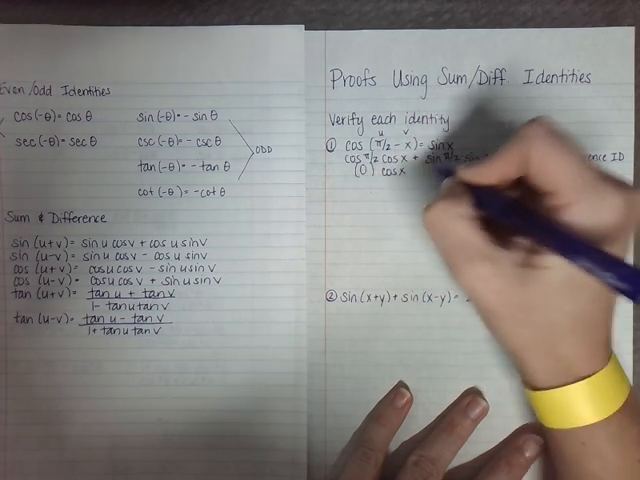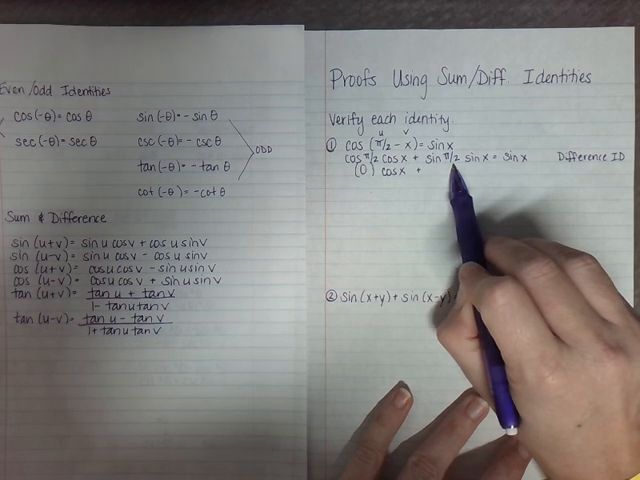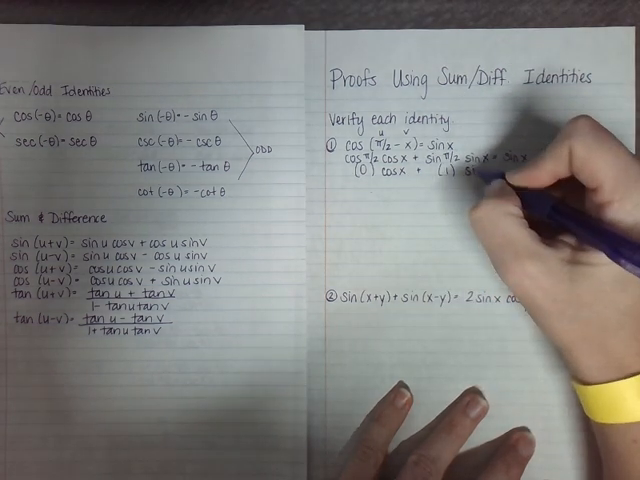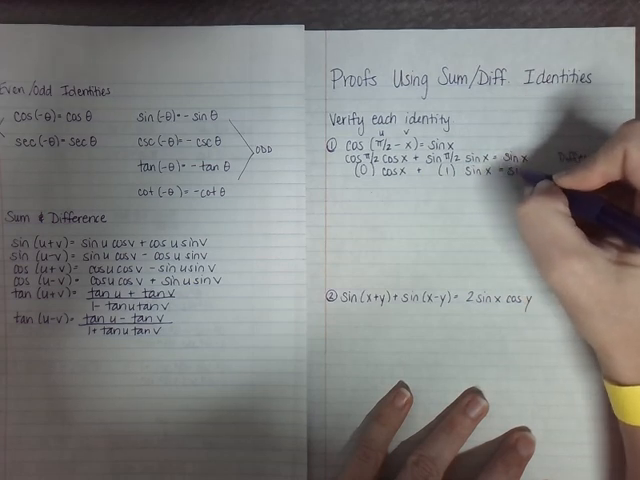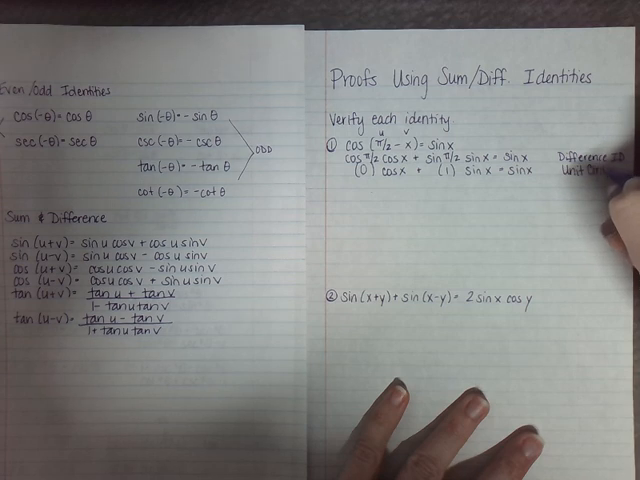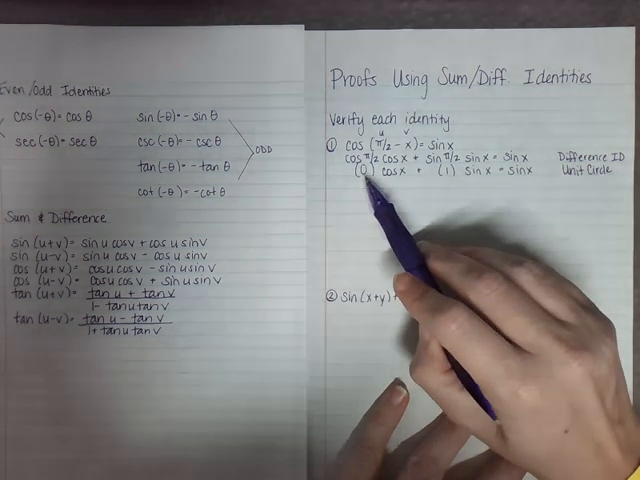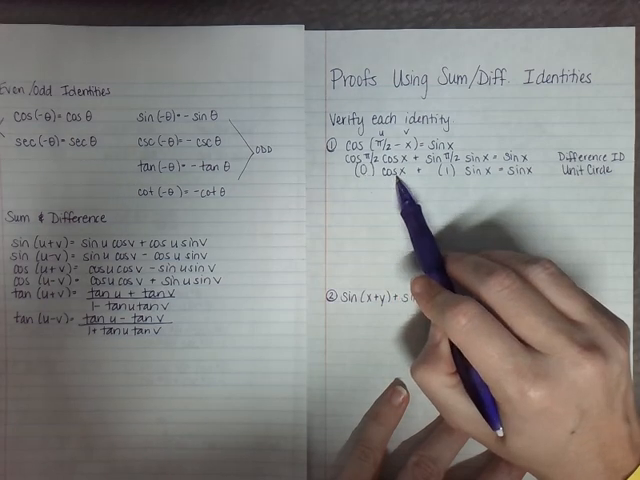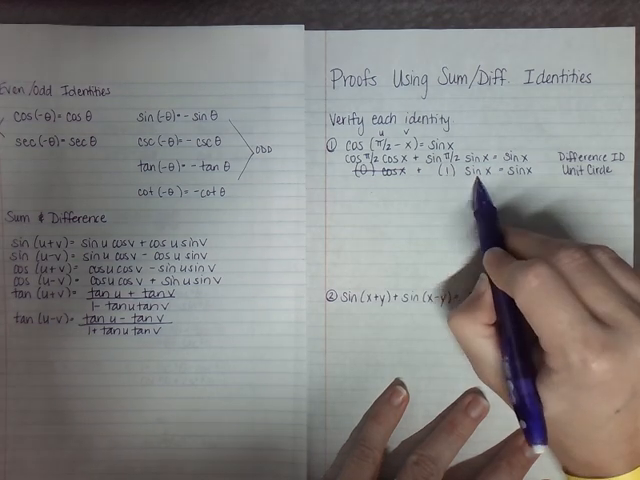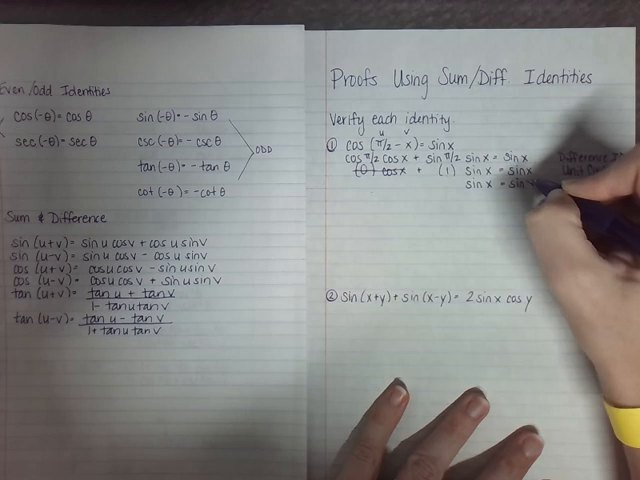times the cosine of x plus, same thing here, the sine of pi halves is the y value straight up. The y value straight up is 1. So my justification here, I'm just going to put unit circle because that's what we used to get those values. And now we know that 0 times anything is just 0. So that is gone. And 1 times sine is just sine. So we have sine x equals sine x.